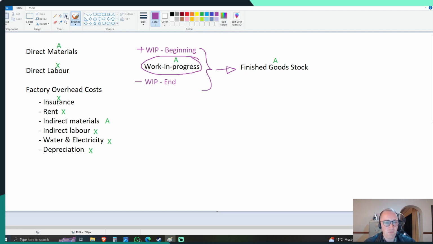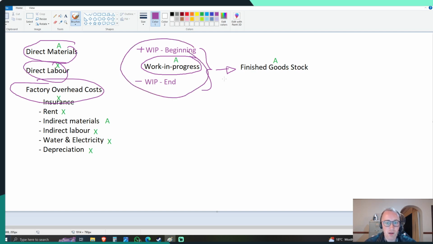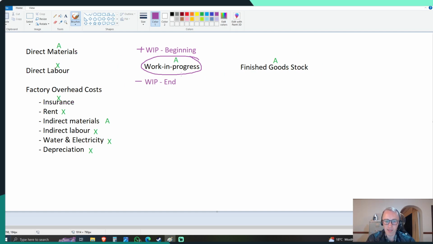Now, if you understand this process, then we have a good foundation. The process that direct materials, direct labor, and factory overhead costs together make work in progress. And that work in progress becomes finished goods stock. If you understand that, then we have a good foundation.